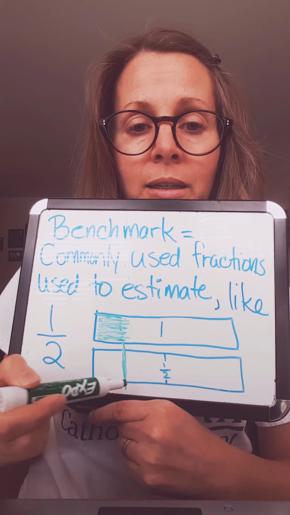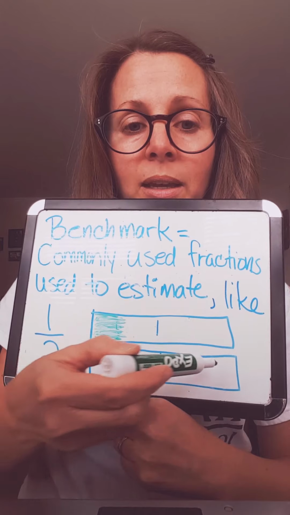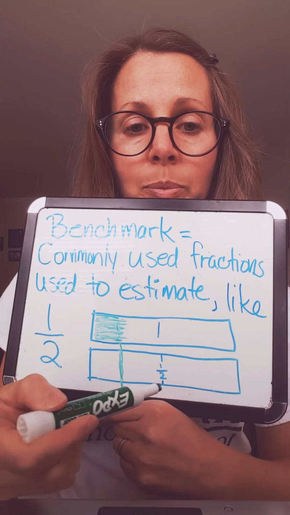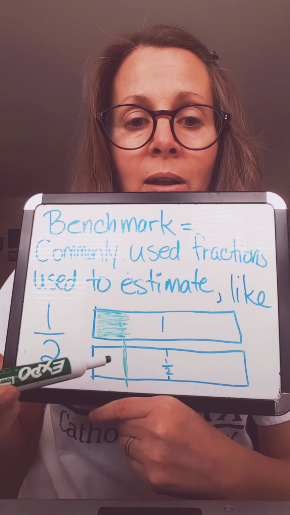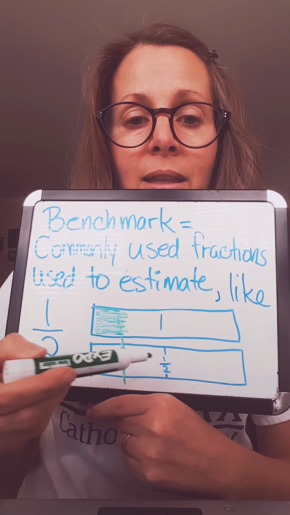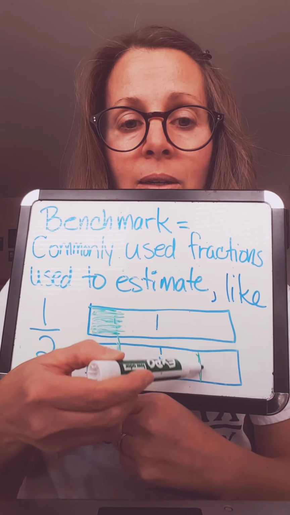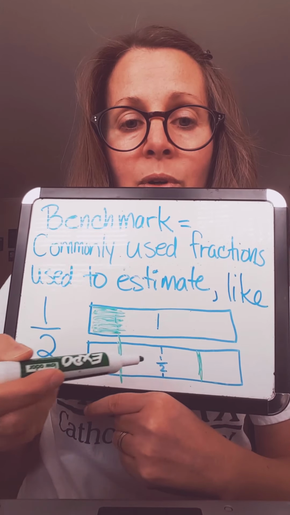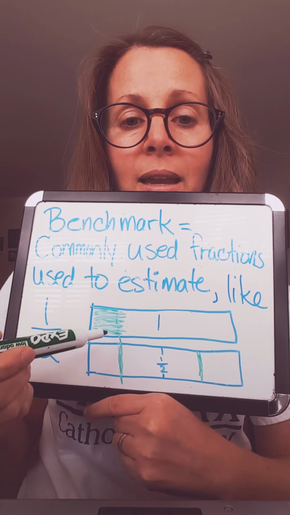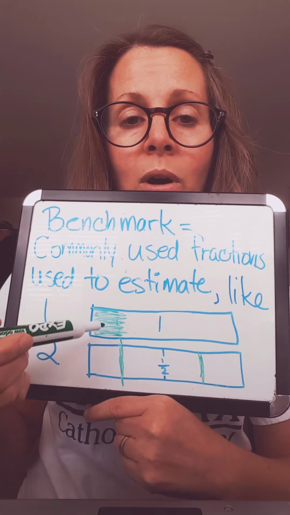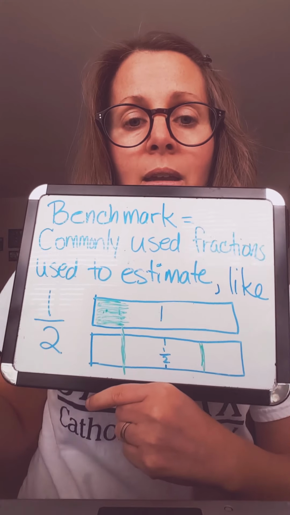Okay. All right, what can I break that up into that helps me see quickly with benchmark fractions about how much is shaded? Well, I can see pretty quickly that this looks like quarters to me. If I put this line in here, then I have a quarter, a quarter, a quarter, a quarter. And then I can say about 1/4 of this bar is shaded, okay?